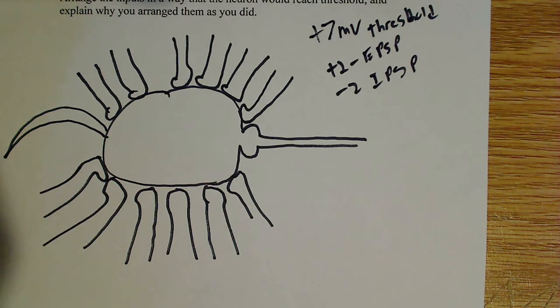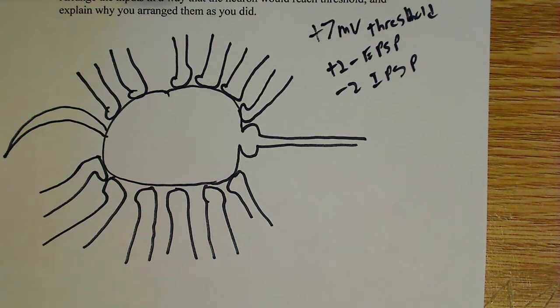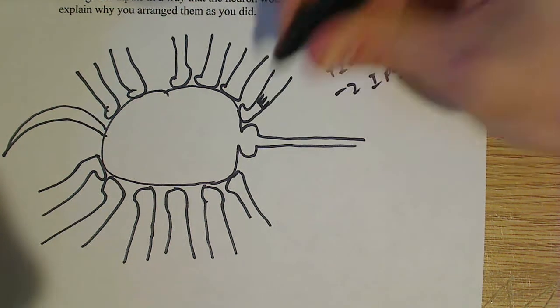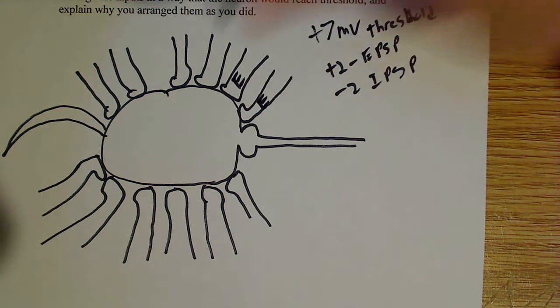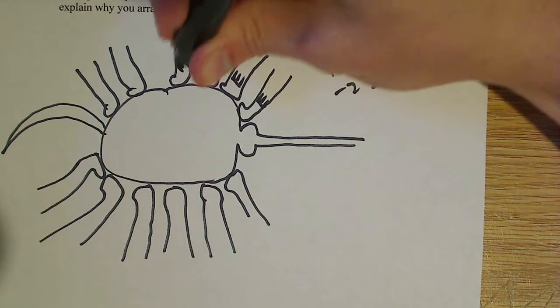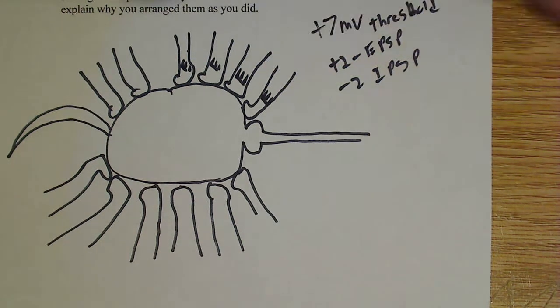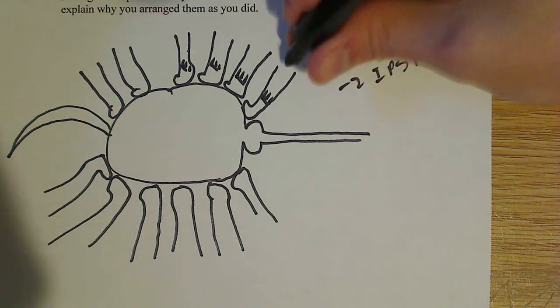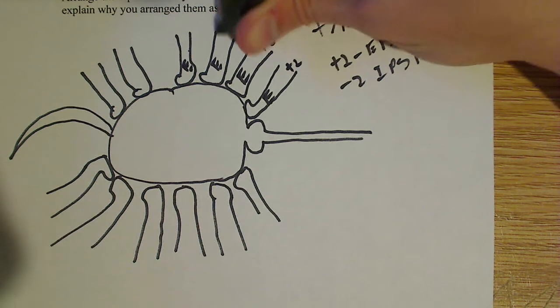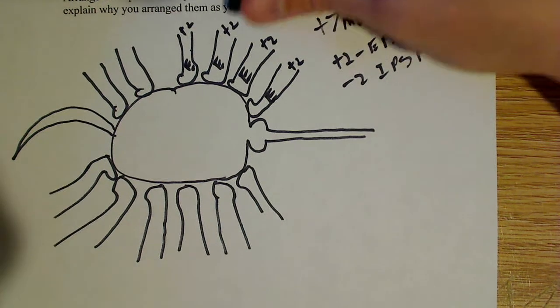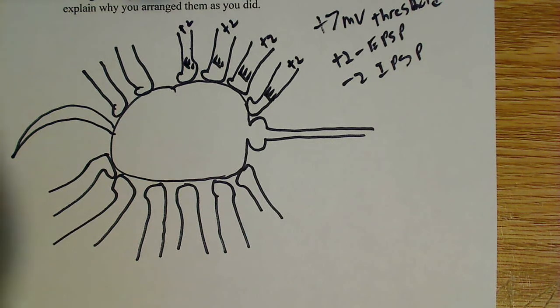Now, what I want to do is just start labeling these. I'm going to say that this is excitatory. This is also excitatory. This is excitatory. Now there, 4 excitatory postsynaptic potentials. And if I'm adding these up, it's plus 2, plus 2, plus 2, plus 2. So 2, 4, 6, 8. Okay, look at that, 8. That's enough to reach threshold. So I'm already fulfilling my first requirement, which is to have enough of these excitatory postsynaptic potentials close enough to the axon hillock in order to reach threshold.